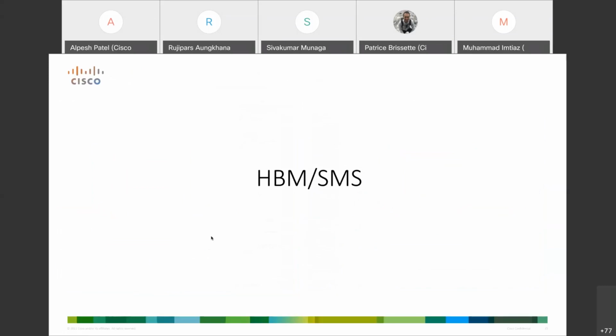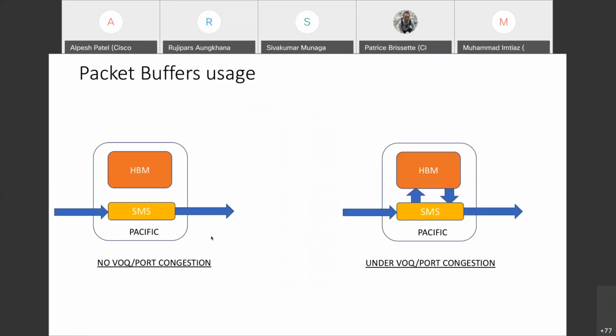So now we'll go through the HBM and SMS part of the discussion. This is very important to understand because that's where your congestion versus non-congestion scenario comes into the picture, right? So what is SMS and what is HBM? These are the memories. SMS is the internal memory, and HBM is external memory, you can call it. Shared memory system, SMS, and high bandwidth memory. So what does it do?